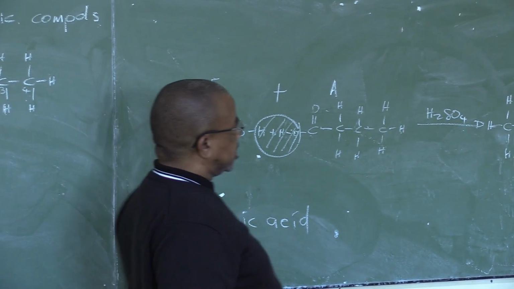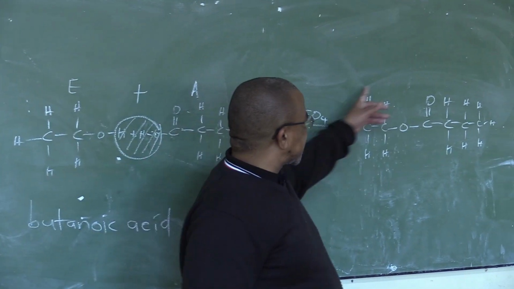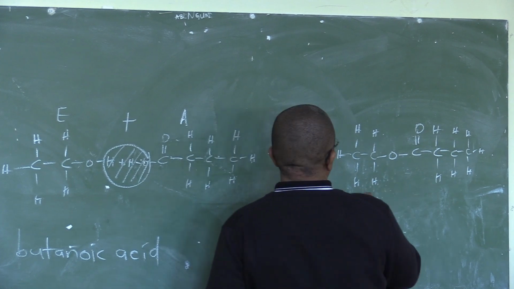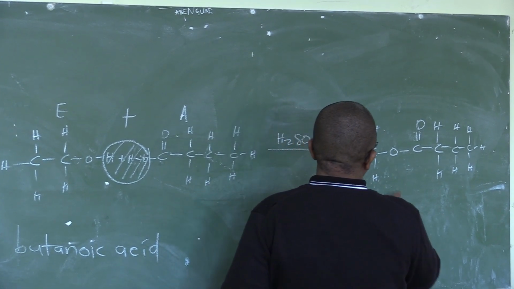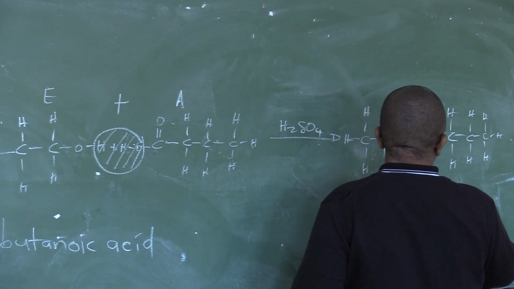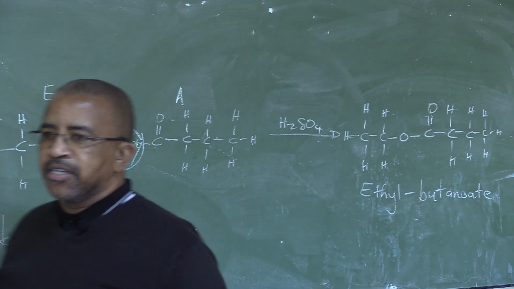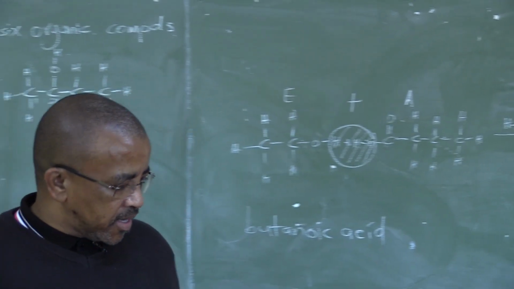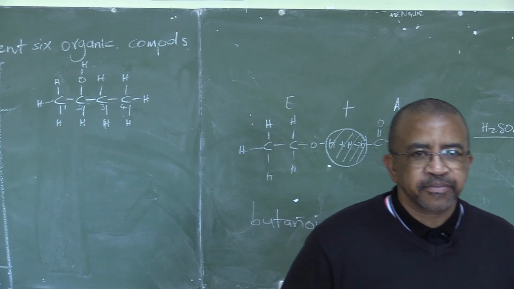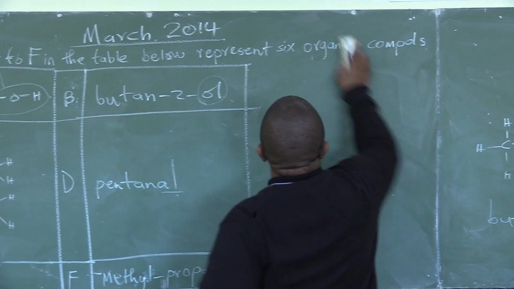What is the name of the ester here? This is ethyl butanoate. That was not asked, but I am doing it just so you are well prepared. Ethyl butanoate. So this is how some of these questions are asked in this organic chemistry paper.